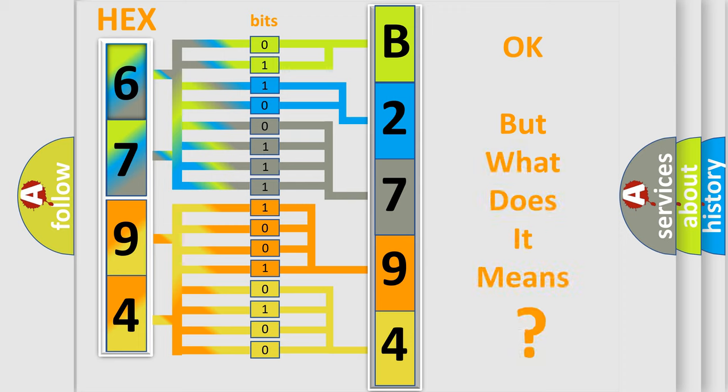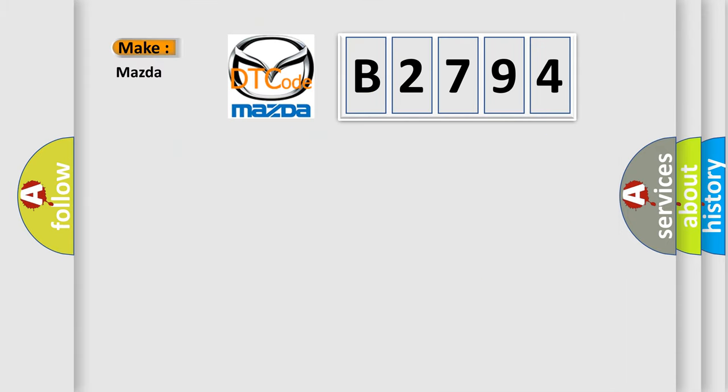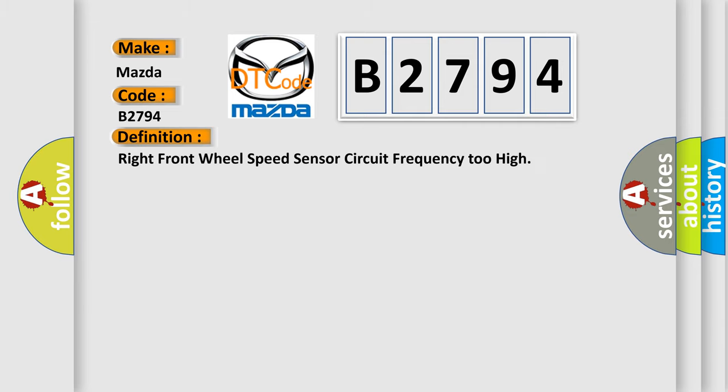The number itself does not make sense to us if we cannot assign information to what it actually expresses. So, what does the Diagnostic Trouble Code B2794 interpret specifically for Mazda car manufacturers? The basic definition is: right front wheel speed sensor circuit frequency too high.